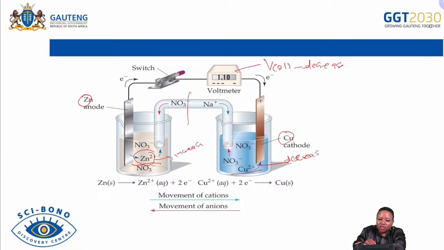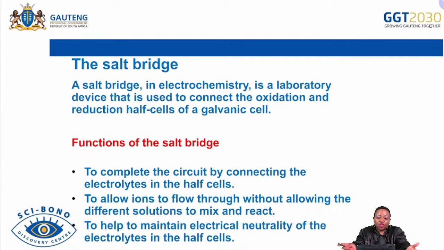Remember, they are coming from the salt bridge to neutralize the two half cells. And we say the cations are moving to the cathode and the anions are moving to the anode in order for the two half cells to be neutralized. So the function of the salt bridge is to complete the circuit. If the salt bridge is not there, this cell will just operate for a few seconds and stop. It also makes sure that the two half cells do not mix and maintains the electrical neutrality between the electrolytes.